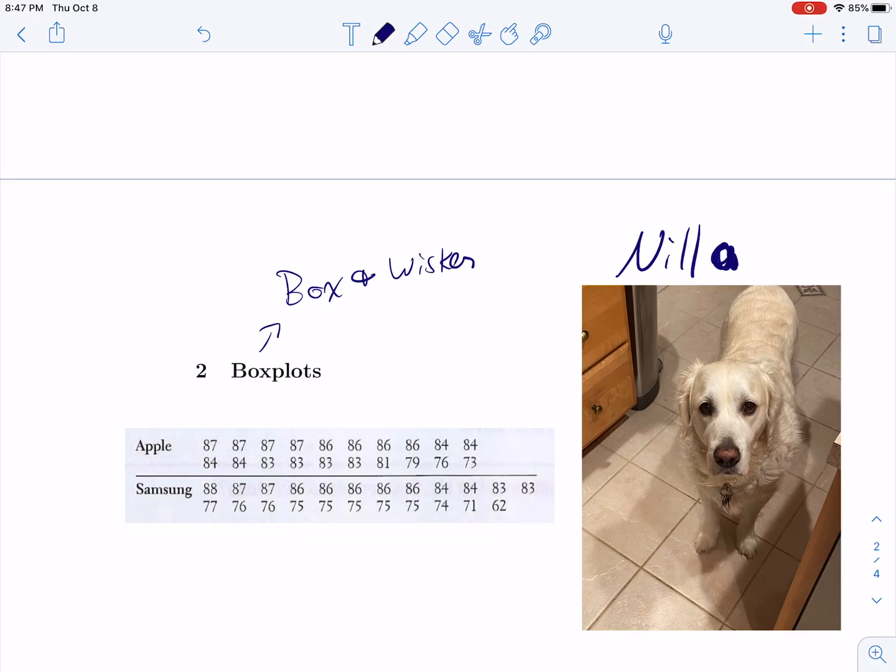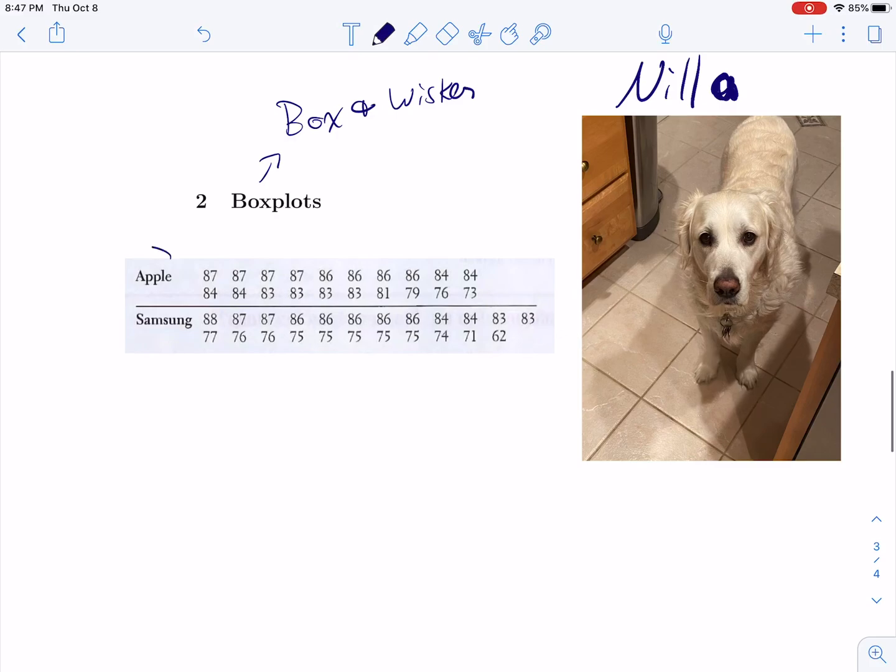For the box and whisker plots. All right. What we're going to do is calculate a box and whisker plot for this Apple sample. This is a sample of ratings of an Apple and a Samsung tablet. Okay. So first things first, if we're making a box plot or a box and whisker plot, we look for outliers.